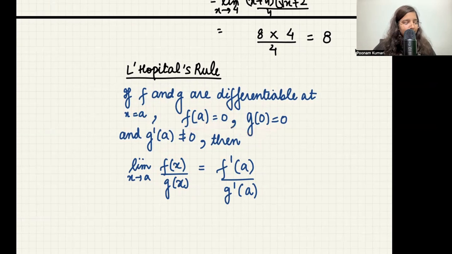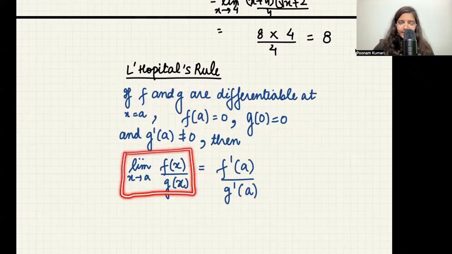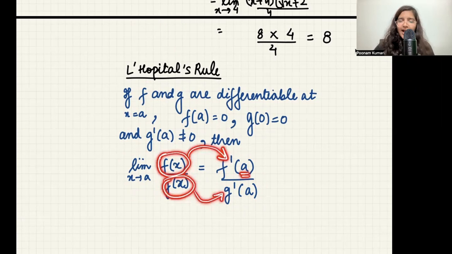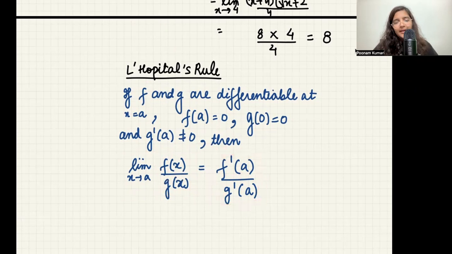So when you know that g prime a is not equal to 0, a very simple way of finding this limit is nothing but you differentiate your functions individually. You do not differentiate it in u by v format. No. You have to differentiate this separately and then differentiate this separately, and then find that value at x equals a. Whatever you get by doing that will be your limit of this particular expression as your x value is tending to a. So that will be your limit. This is basically L'Hopital's rule.